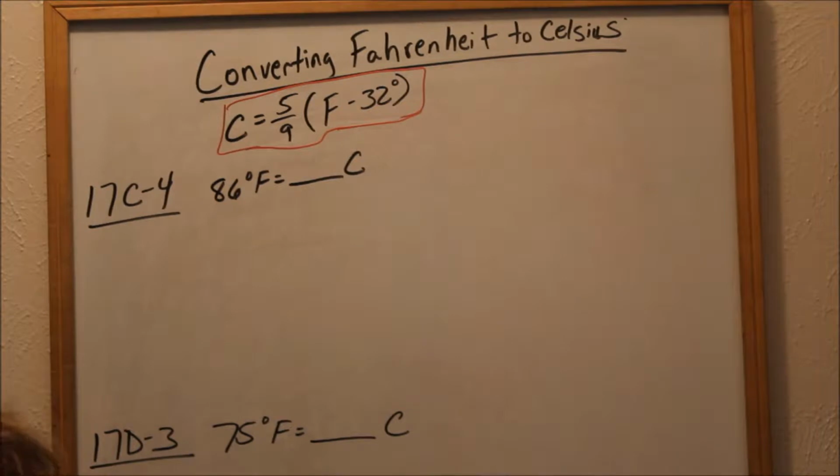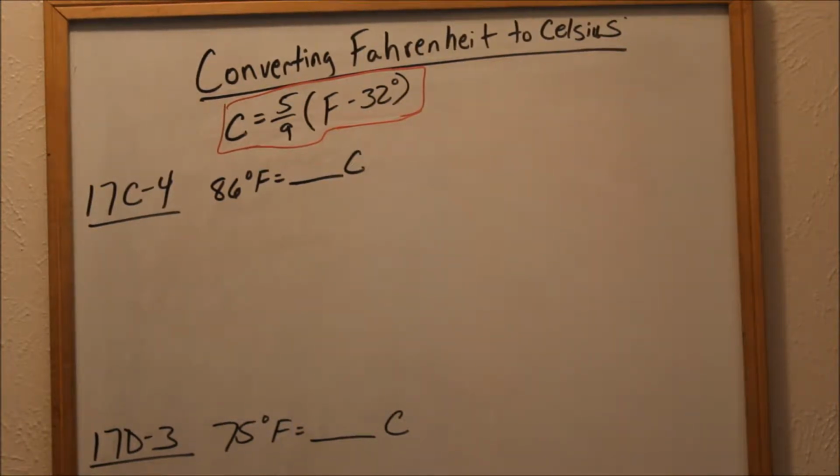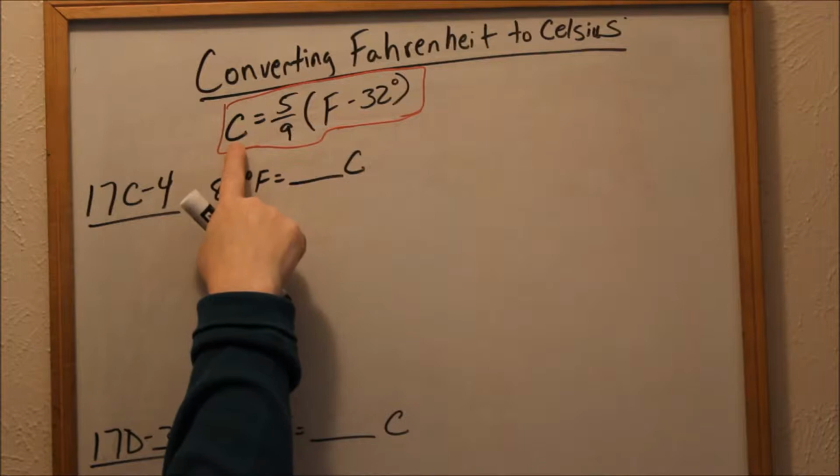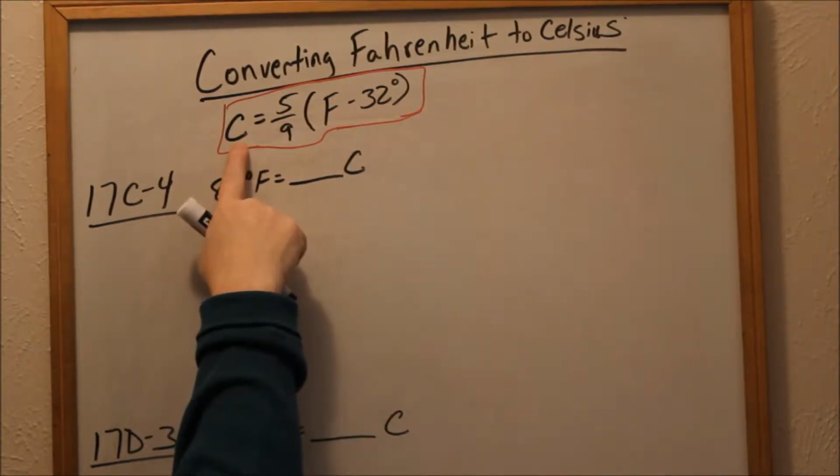Okay, now we're converting Fahrenheit to Celsius. So we're going to use this when you know the Fahrenheit and you don't know the Celsius. This is the formula used for this. Since we don't know the Celsius, the C is over here by itself.